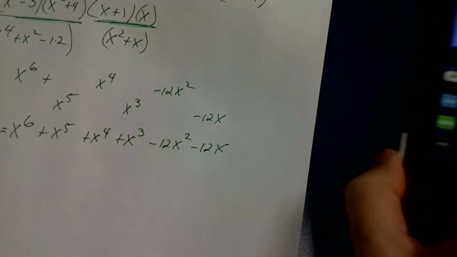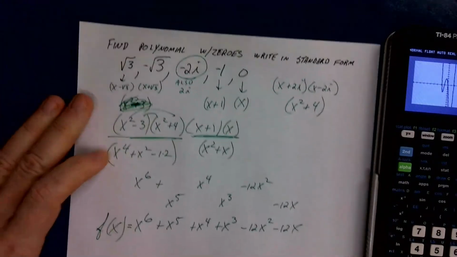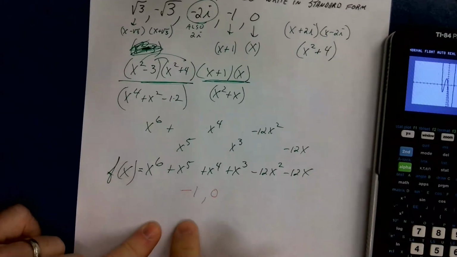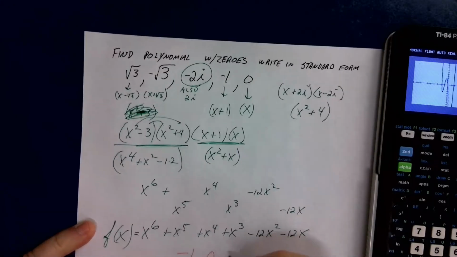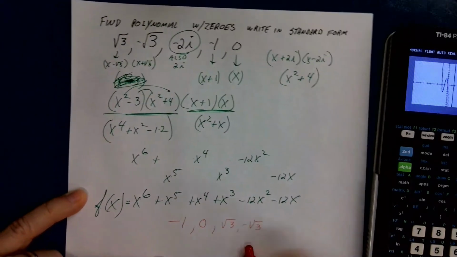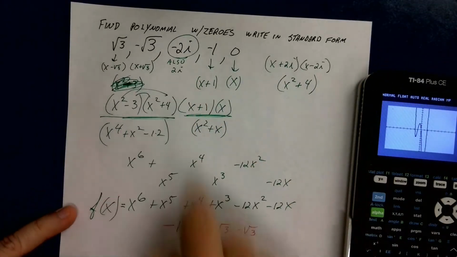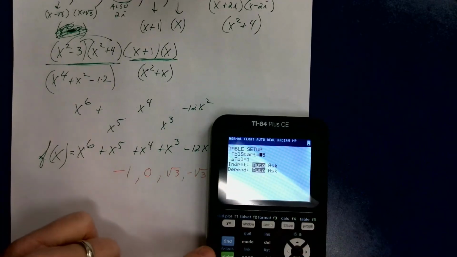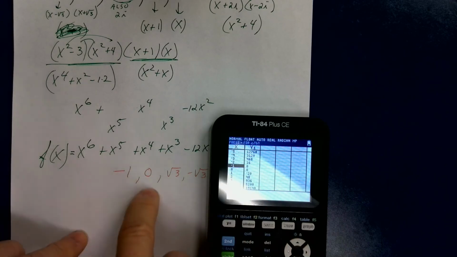So remember, I'm going to come back to this again. Bigger picture here. I know that negative 1 and 0 should be real ones, right? I know that those are also real, but the square root of 3 and the negative square root of 3 are not whole numbers. So when I go to the table, that's going to be a little bit tougher. And then I know that my last ones are imaginaries. Okay? Let's see. Table setup started at negative 5. Look at that. Negative 1 and 0. Those are 2 of my zeros.